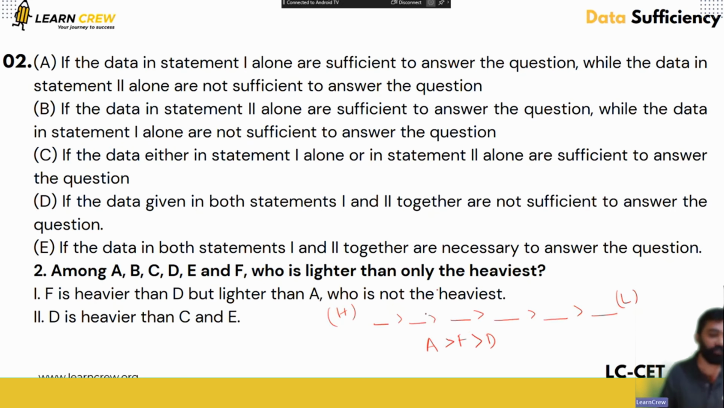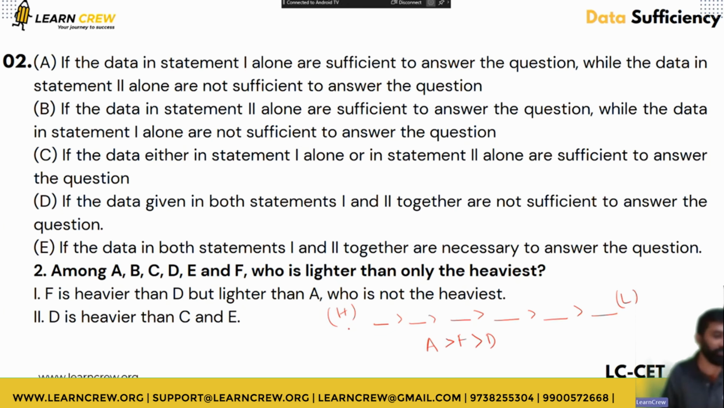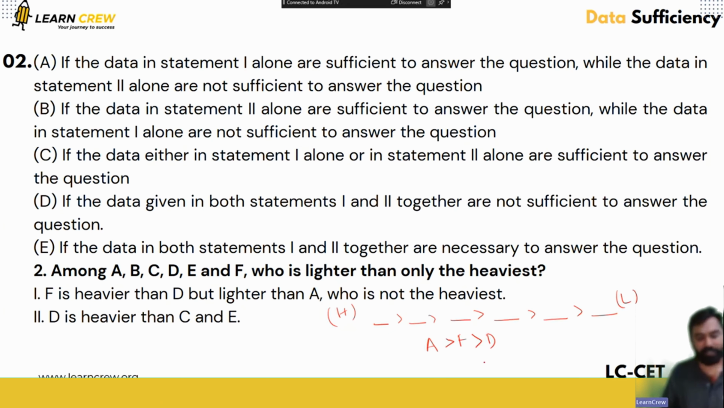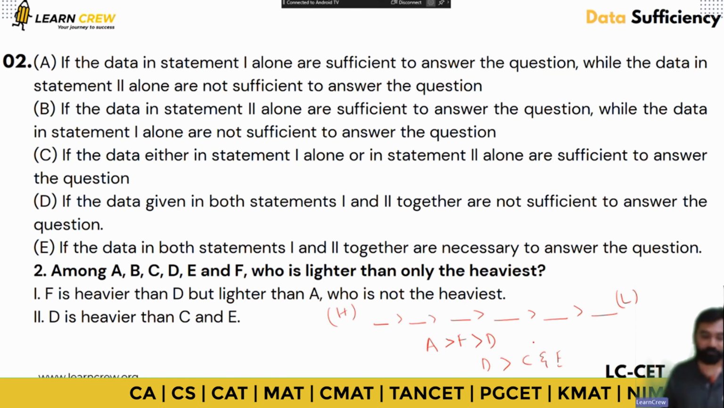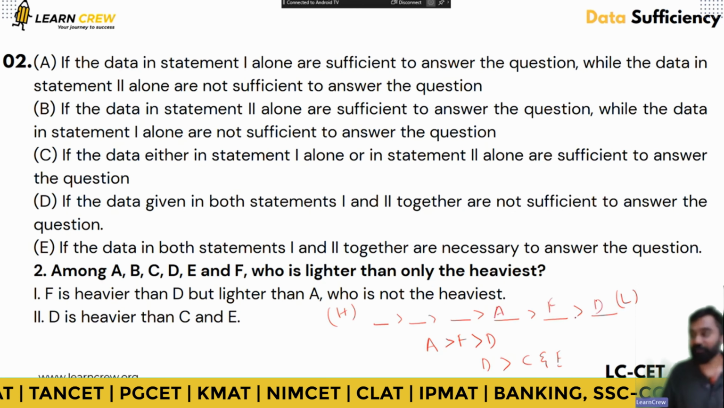Okay, who is not the heaviest? So obviously, if it is not the heaviest, I can place A over here and that can go on, but I cannot find out who is lighter than that. So the second option, D is heavier than C and E. Obviously, D is going to be heavier than C and E, and this is also not conclusively telling who is the heaviest or who is the second heaviest. A you can keep over here also.